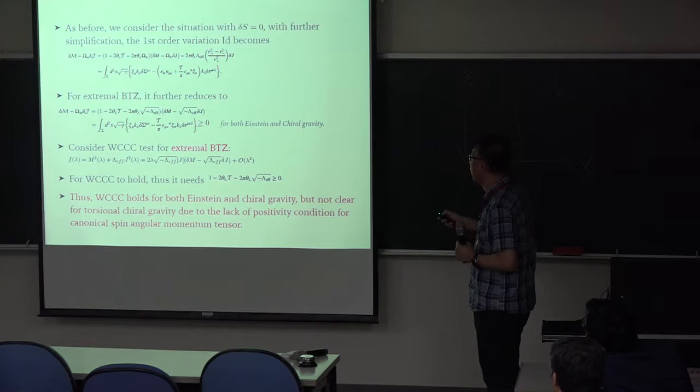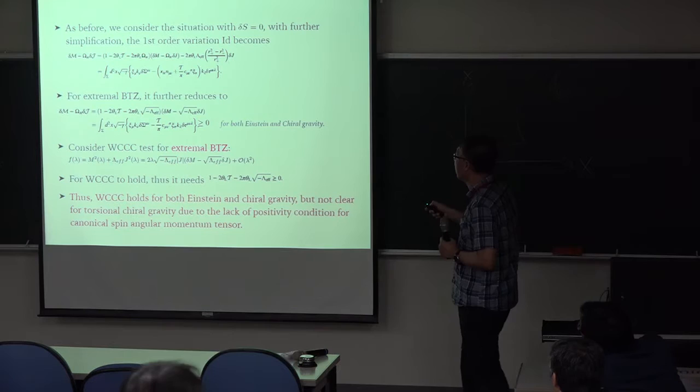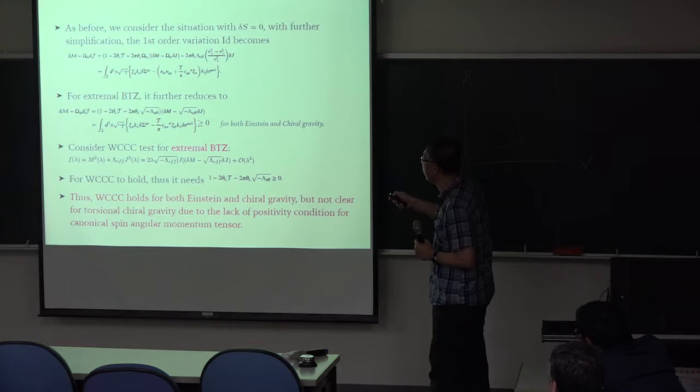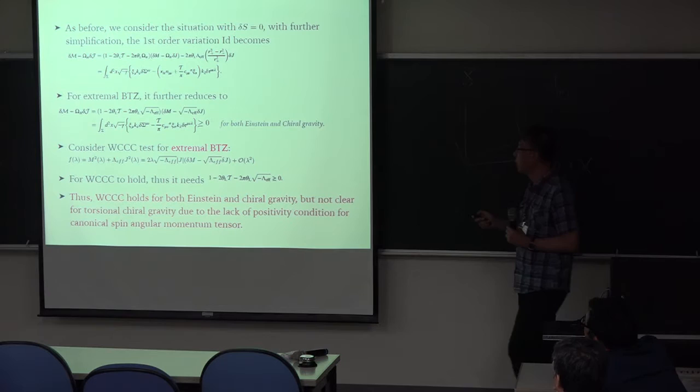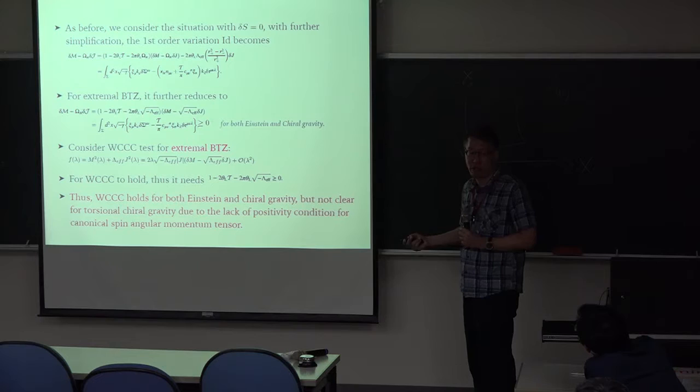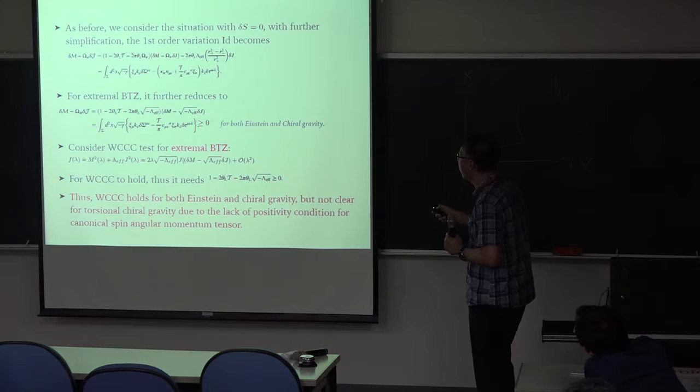And then we can derive the first order identity. We see that the first order identity contains, usually we only have the stress tensor, but here this term is the stress tensor and this is called the spin angular momentum tensor. So this term is new. We know how to impose the energy condition for the stress tensor, but we don't know how to impose it for a spin angular momentum tensor, because this tensor only appears in the first order formulation of torsional gravity. So if we consider torsional gravity, we have this term, and then the energy condition is not so clear.